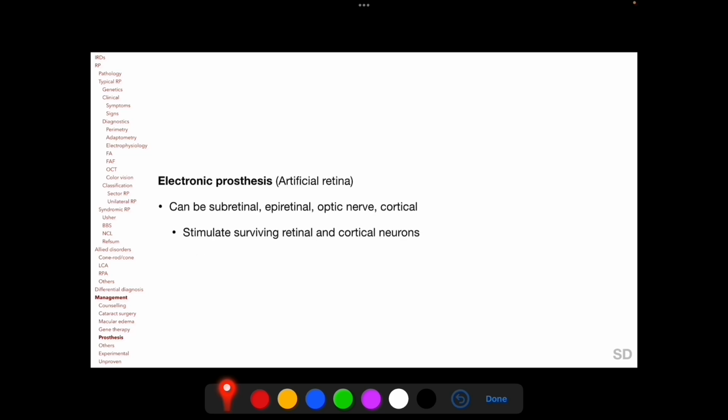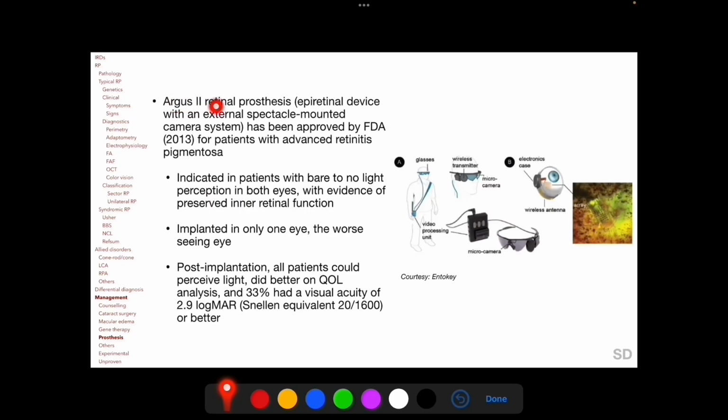While gene therapy is indicated when there is significant amount of residual viable retinal cells, electronic prosthesis such as the Argus 2 retinal prosthesis, which has been approved by FDA, is indicated for patients with advanced retinitis pigmentosa with bare to no light perception in both eyes and with evidence of preserved inner retinal function. So retinal prosthesis is meant for patients who have extensive damage to their photoreceptors but still have preserved inner retinal function.